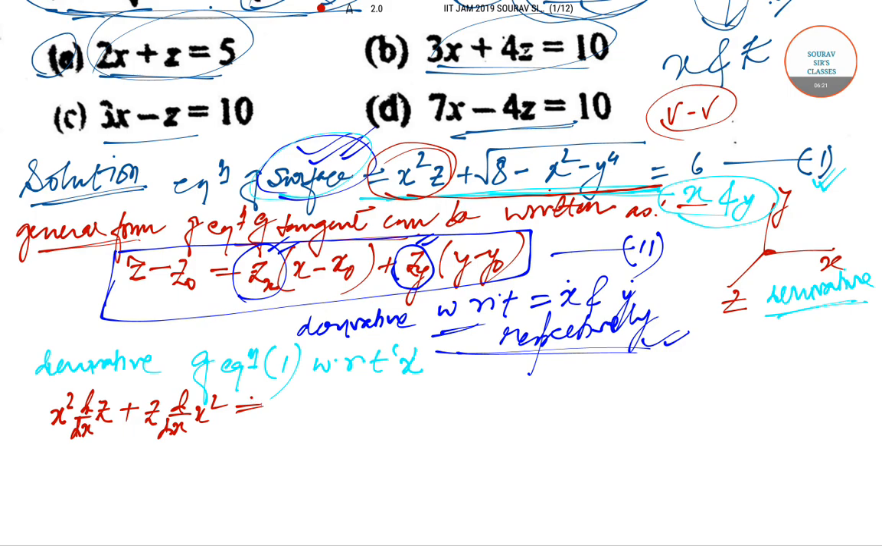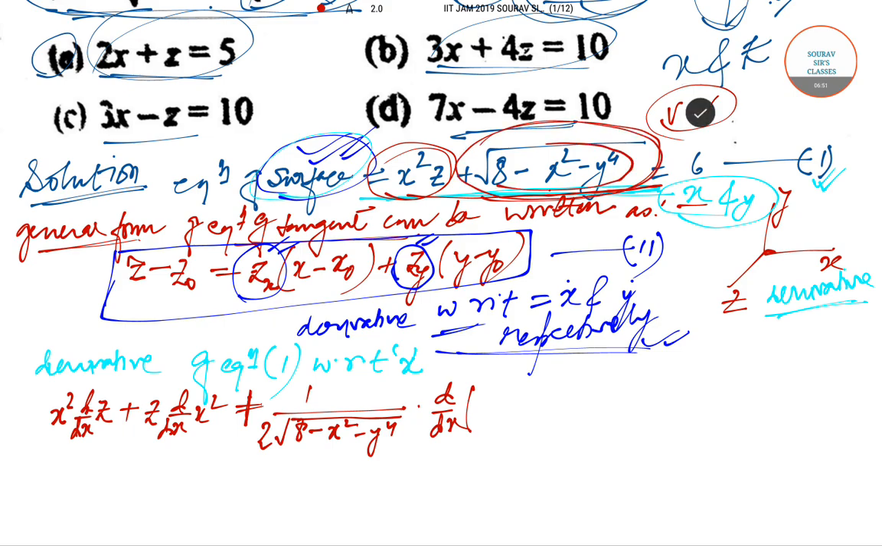Plus this portion. The derivative of the square root would be 1 by root under 8 minus x square minus y to the power 4, and there will be a 2 over here into d by dx of, now we are following the chain rule. So first we have differentiated this entire thing. Now we are differentiating the portion which is inside the square root.